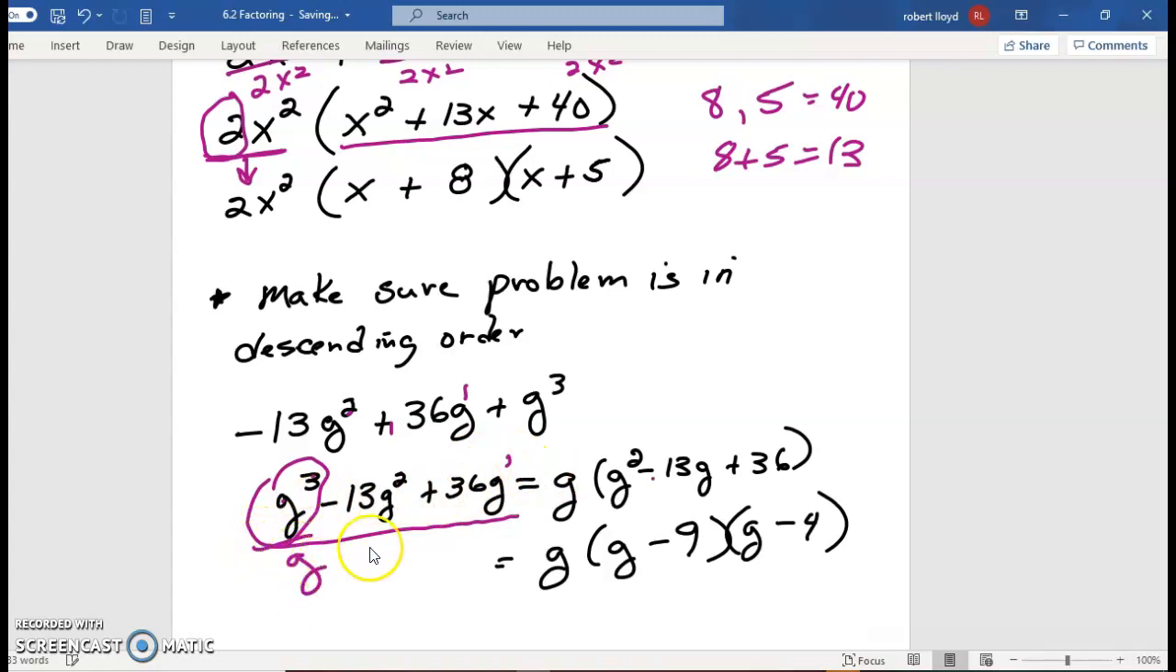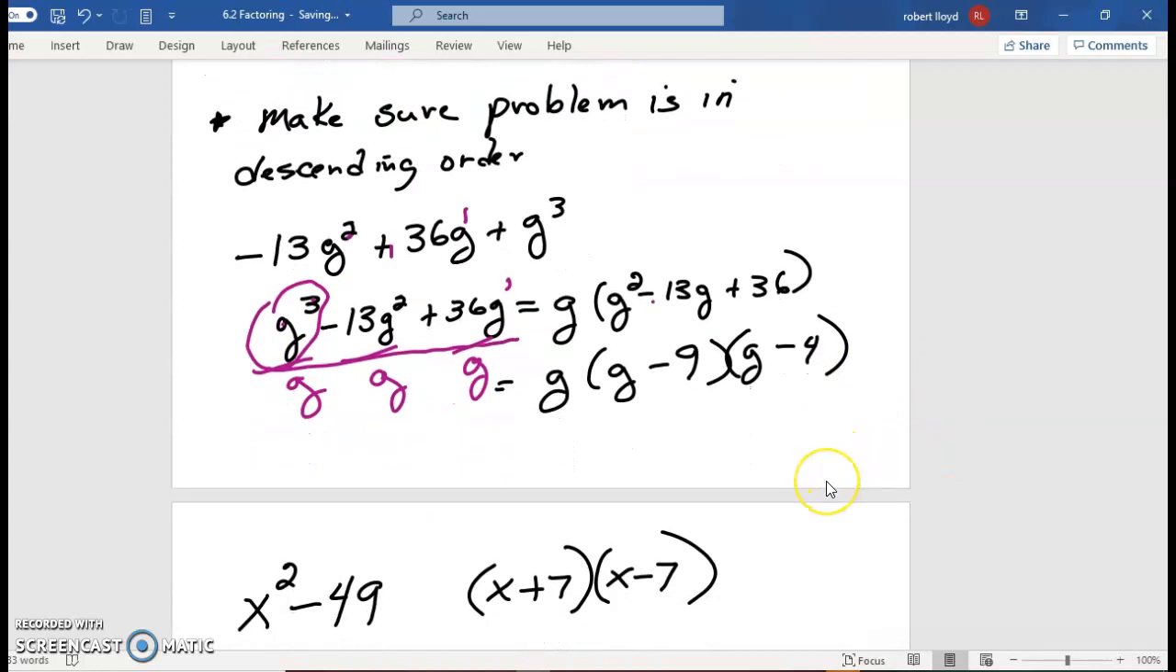We're going to divide each of these by g. So we end up with, in parentheses, g squared minus 13g plus 36. 2 factors of 36 that combine to be negative 13 are negative 9 and negative 4. So these go in the parentheses, and we have to have both negatives so that when we multiply the negative 9 times the negative 4, we get a positive 36.